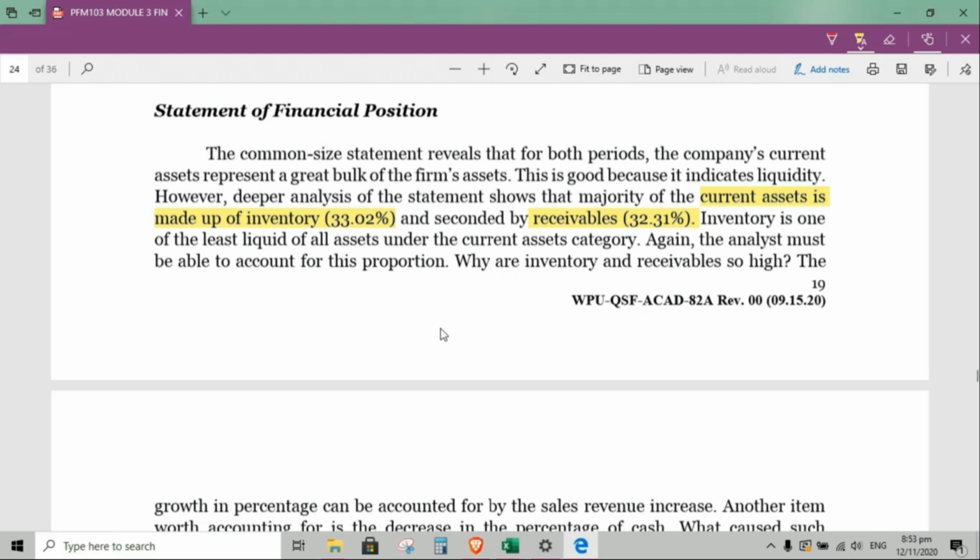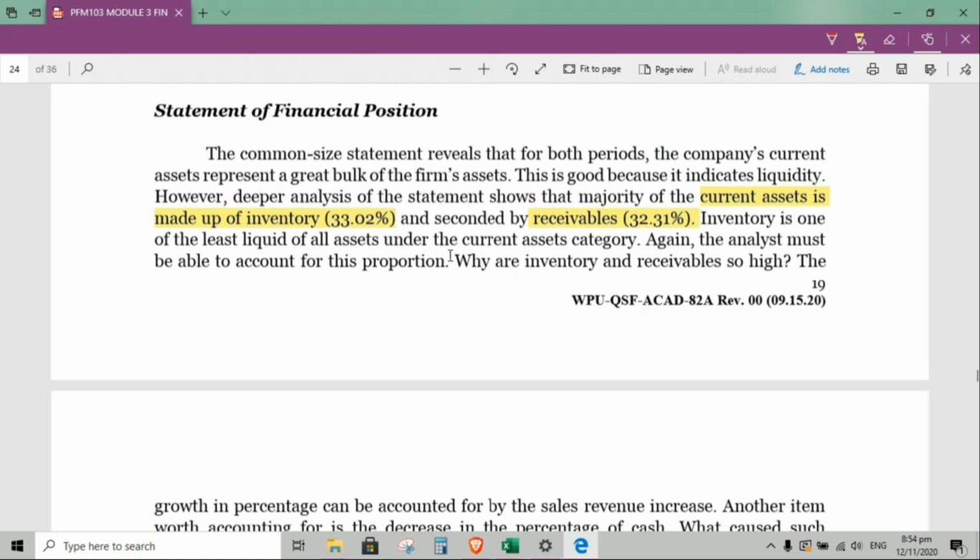Ngayon, ang sabi natin sa comparative statement analysis ay hindi siya ganun ka-liquid kasi mas marami yung inventory at receivables, meaning the company is having a hard time to convert those assets into cash. Okay? And considering that the inventory is one of the least liquid of all assets under the current assets category.